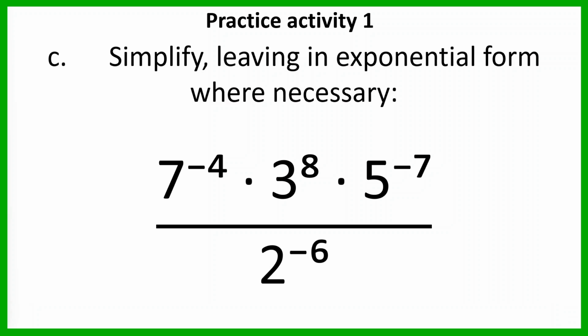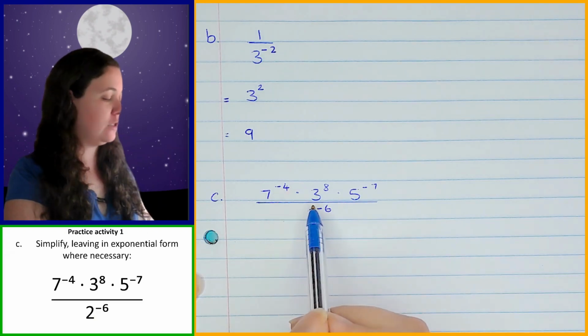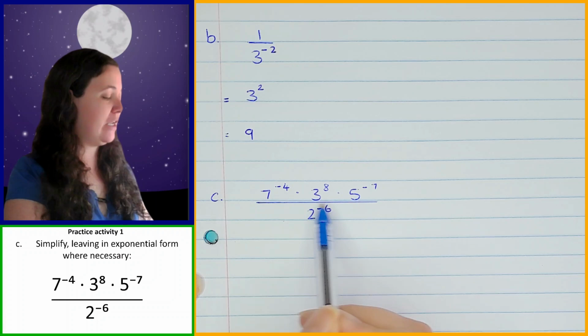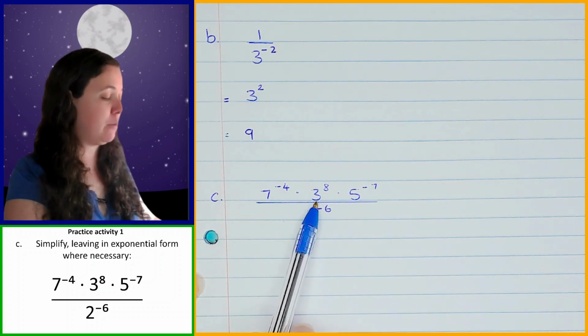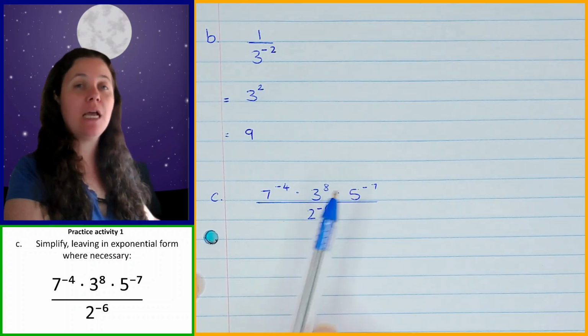Okay, so let's go through that one and see what you should have got. So over here, I have my 7 to the power of negative 4 times 3 to the power of 8 times 5 to the power of negative 7 in my numerator. The only one over here that doesn't have a negative exponent is the 3 to the power of 8, so it is not going to move. The other two have negative exponents. They are going to move.